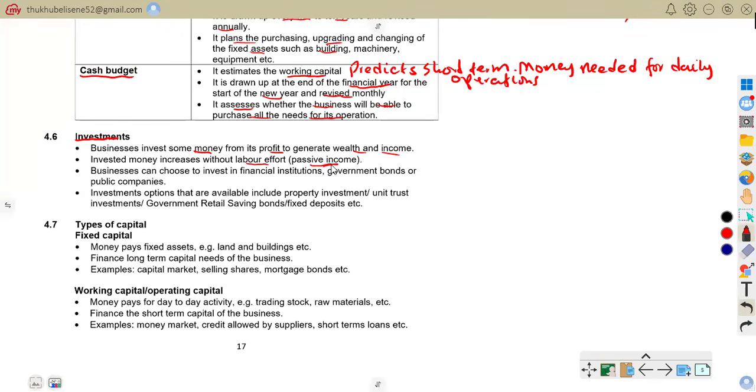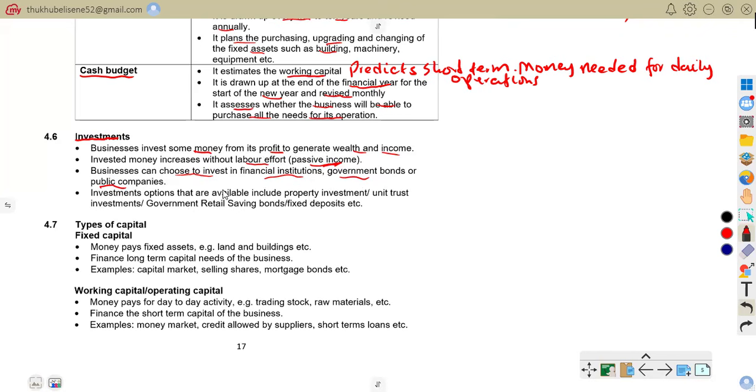That is when you're talking about passive income, which is money earned without working for it. For example, interest earned from a fixed deposit. A business can choose to invest in financial institutions, government bonds, or public companies.